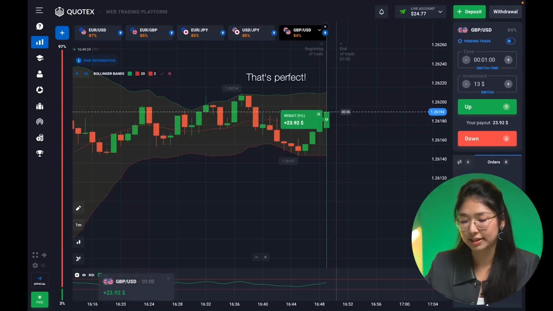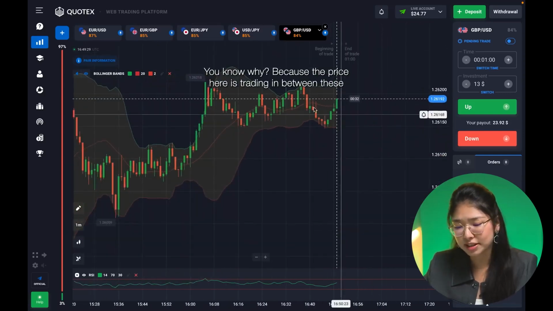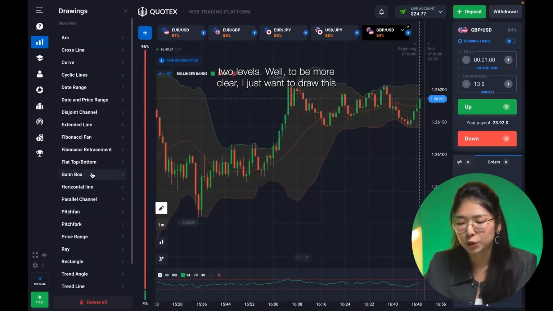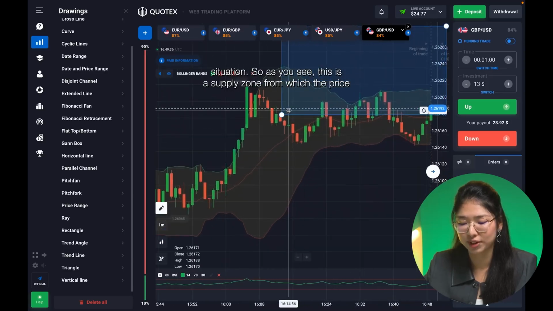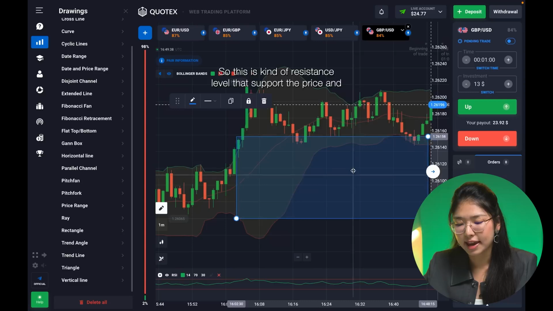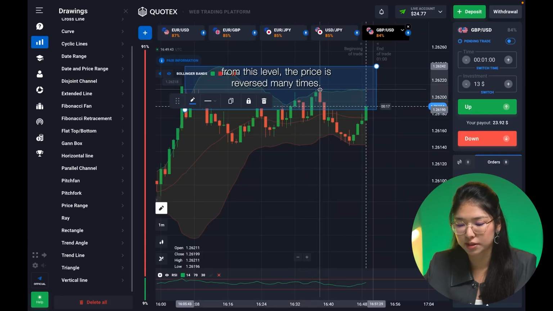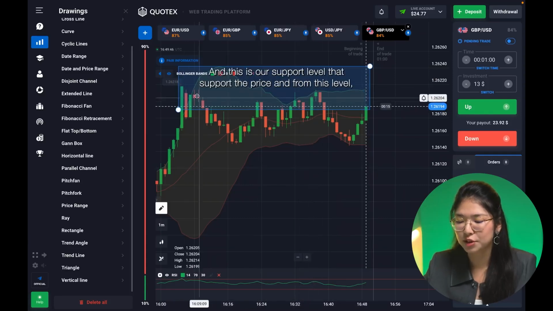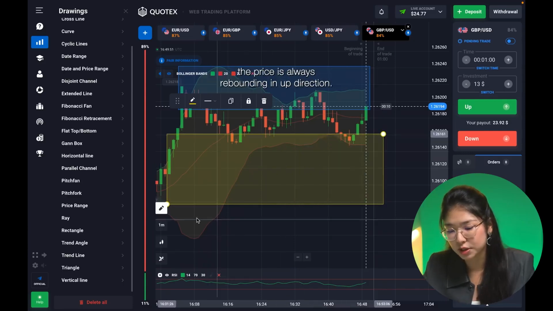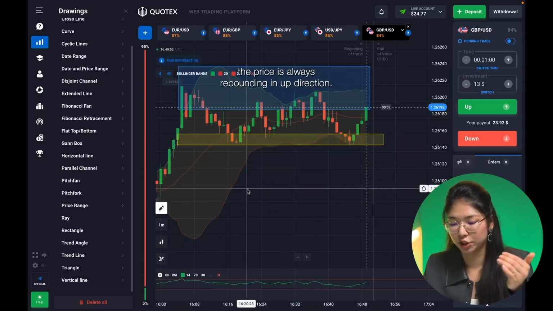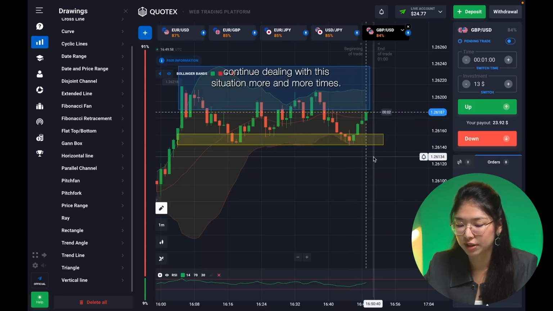That's amazing, guys. As you see, again I reached this profit. You know why? Because the price here is trading between these two levels. Well, to be more clear, I just want to draw the situation, and as you see, this is supply zone from which the price couldn't go higher. And this is the kind of resistance level to support the price, and from this level the price is reversed many times, and this is our support level that support the price, and from this level the price is always rebounding in up direction.